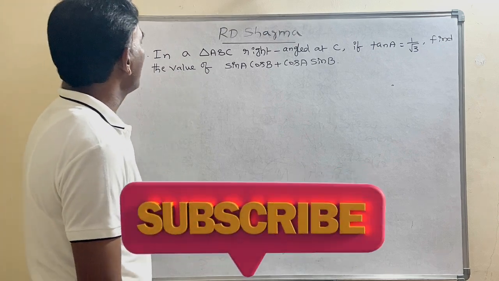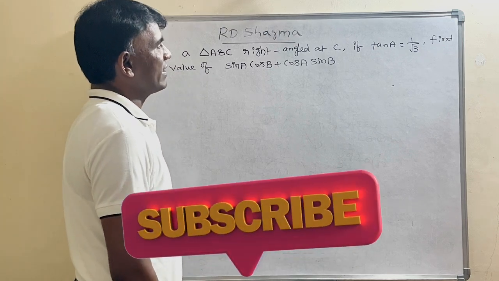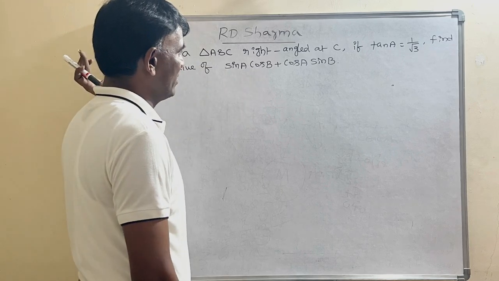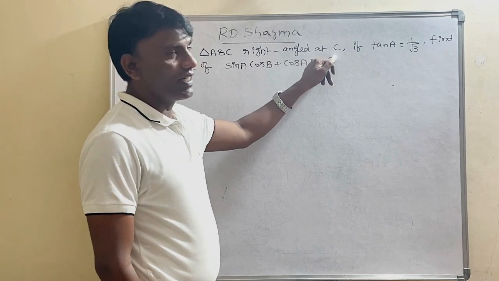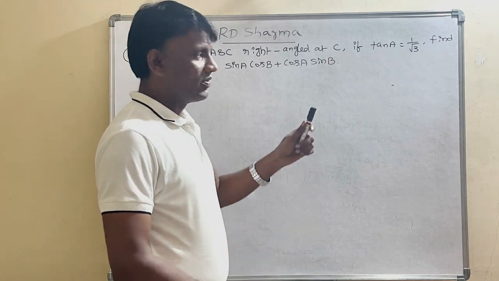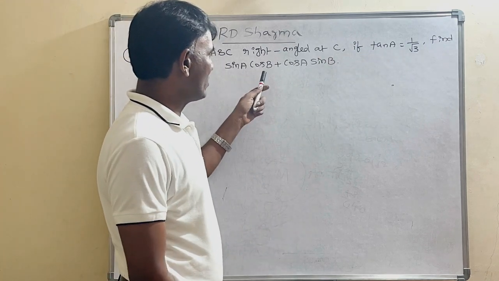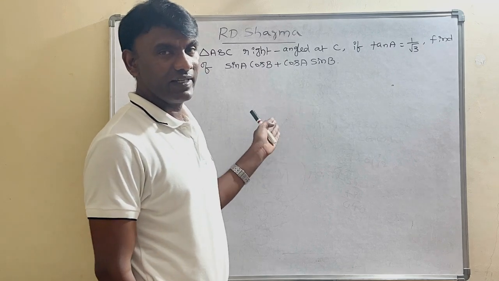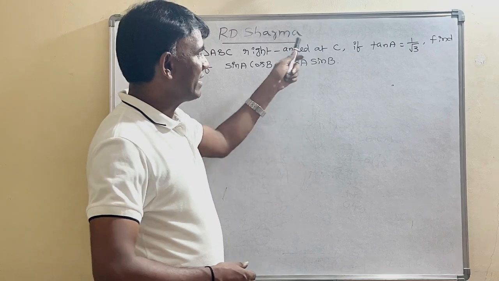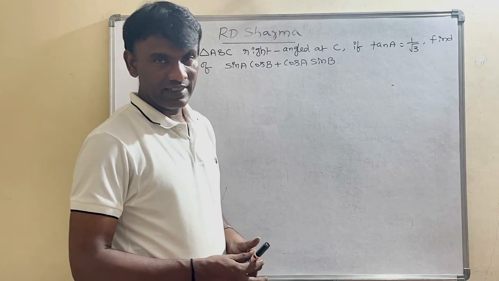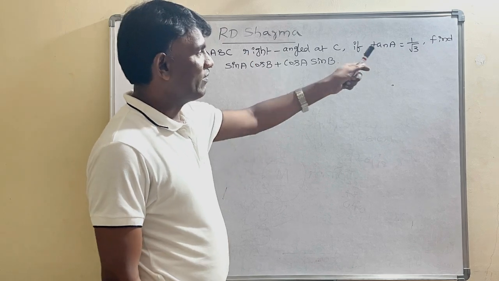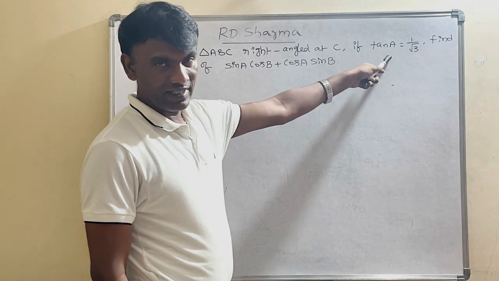The given question is: in a triangle ABC, right angled at C, if tan A equal to 1 by root 3, find the value of sin A cos B plus cos A sin B. So C is a right angle and tan A equal to 1 by root 3. And by using that, we find sin A cos B and cos A sin B, and finally we can find sin A cos B plus cos A sin B. So for this we can draw one right angle triangle, with the right angle at C, and we consider A, B as acute angles.